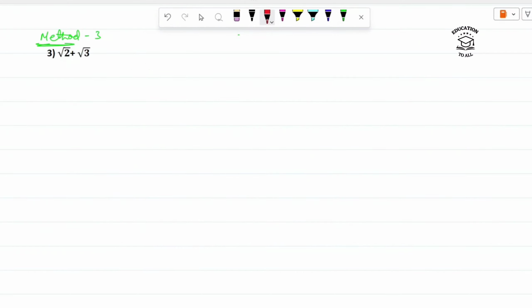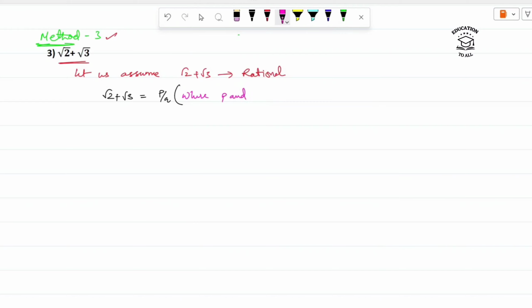Similarly, we try to solve the third question by using method 3. Both contain irrational numbers. So similarly, try this question as well. First I'll consider that it is a rational number. Let us assume root 2 plus root 3 is rational. It is rational means we can express it in p by q. So root 2 plus root 3 is equal to p by q. Always write the description where p and q are integers and co-primes.